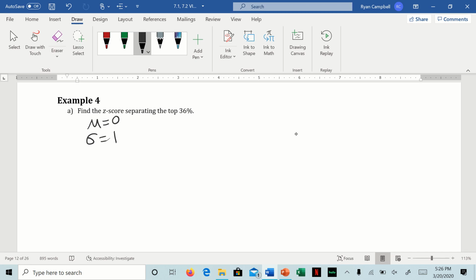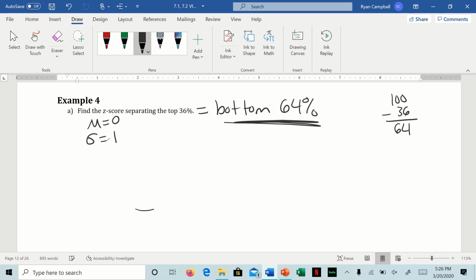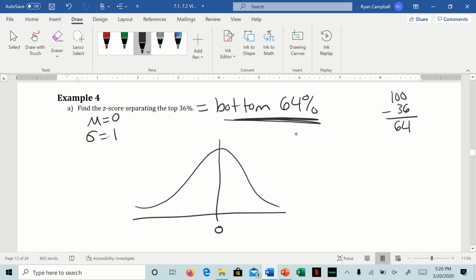So first thing we need to do, top is bad, so figure out what the bottom percentage is. So we can just do 100 minus 36, we end up with 64, right? So this is the bottom 64%, and that's what we're going to graph. So what goes in the center? 0, right? Remember, this is down here. These are the data values, and now we have a percentage. So all this stuff's going to be the area up here. We're not really worrying about 0 anymore. We're worrying about the area.